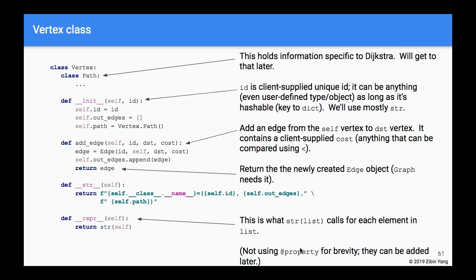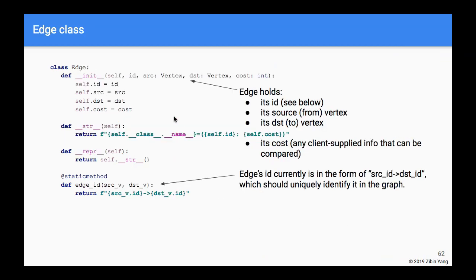Just a note here: I'm not using the property decorator to define any of these attributes as properties. That is really just for brevity, and we know how to do that already. I'm not going to show that here, but if we want to, we can easily convert it later. Next, I want to explain the edge class. Basically, the edge holds an ID, the source and the destination vertices, and the cost.